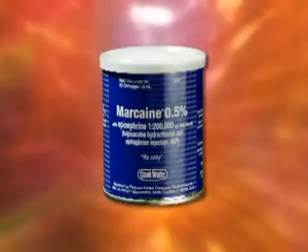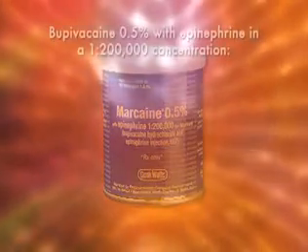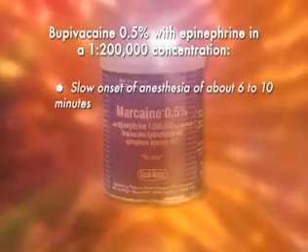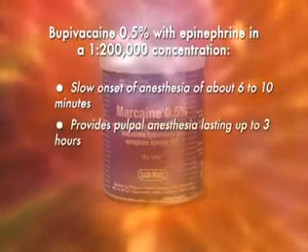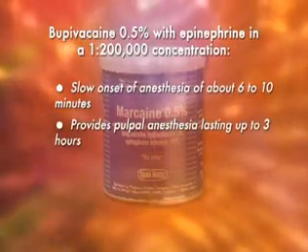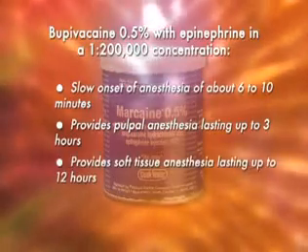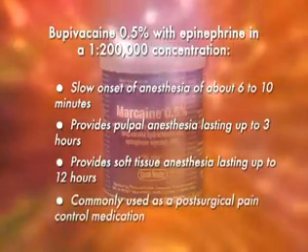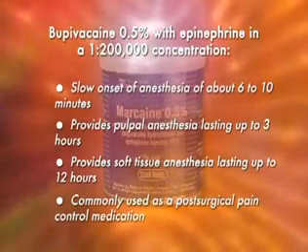The one drug in this category today is bupivacaine 0.5% with epinephrine in a 1 to 200,000 concentration. Bupivacaine has a slow onset of anesthesia, approximately 6 to 10 minutes, but provides pulpal anesthesia lasting up to 3 hours and soft tissue anesthesia lasting as long as 12 hours. It is commonly used as a post-surgical pain control medication.